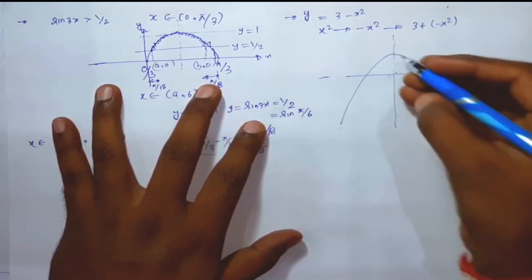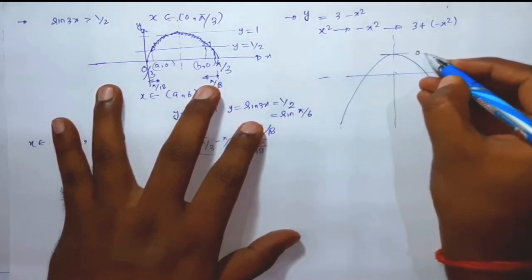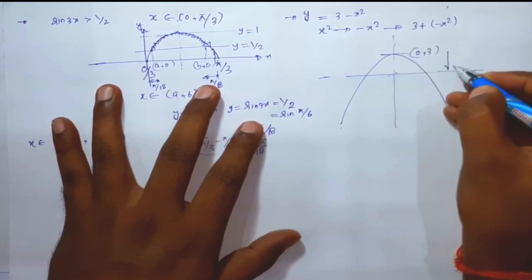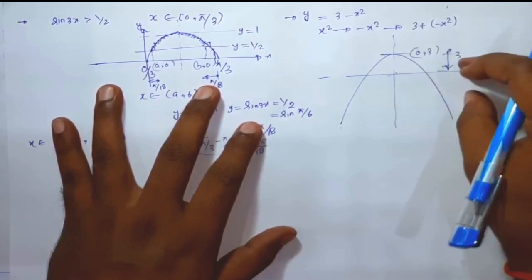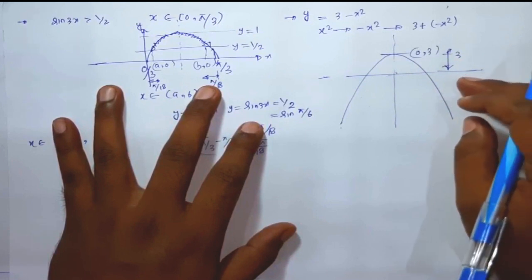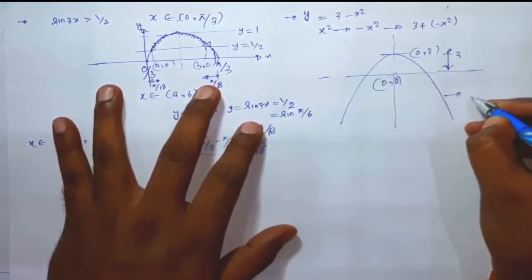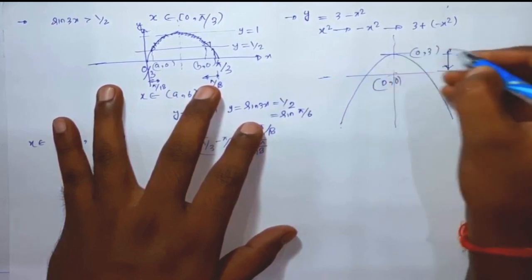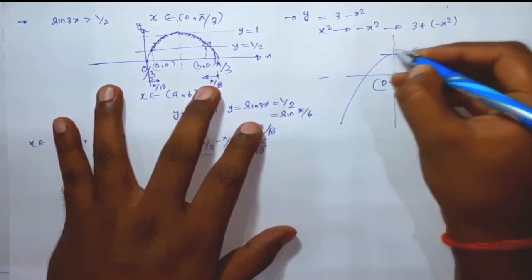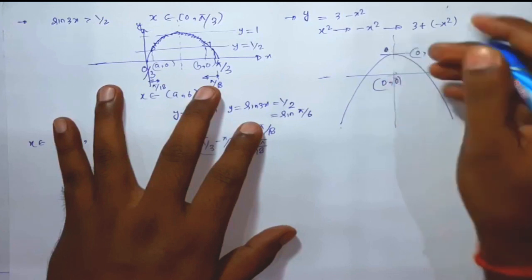Okay, so this will become (0, 3). Here this is distance 3, I mean shifting in the positive y direction by a distance of 3. So this is the graph of 3 minus x square. This is (0, 3). I have already written it here.